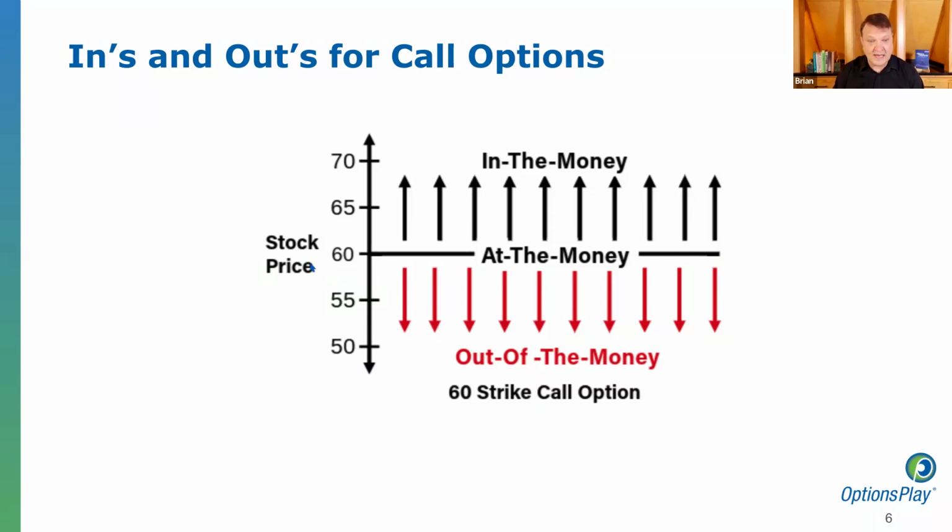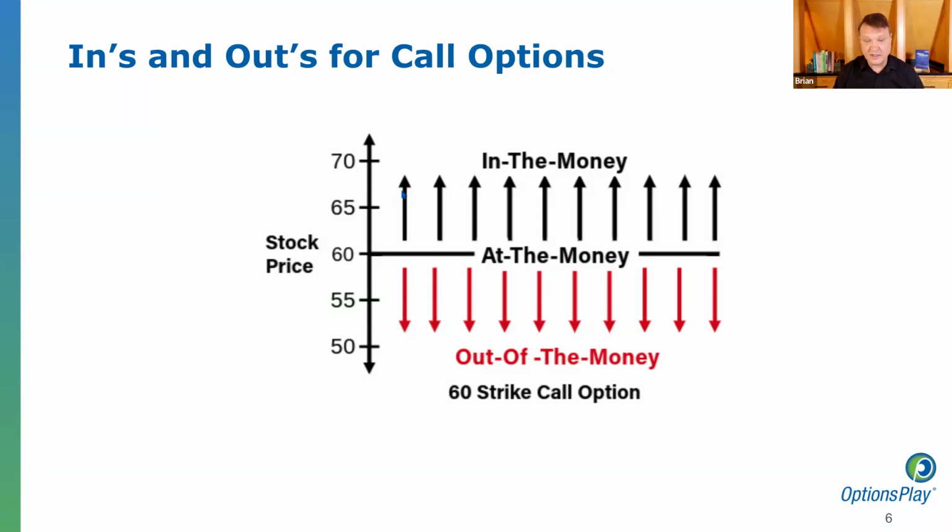If you have a stock that's trading at $60 a share, right? Stock's at 60, and you have a strike price of $60. That option contract, with the stock at 60 and the strike at 60, and we're talking about a call option, means that you're at the money.